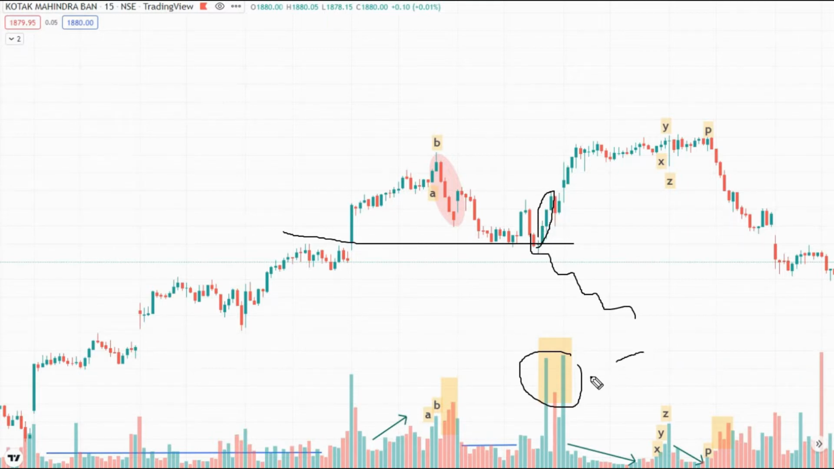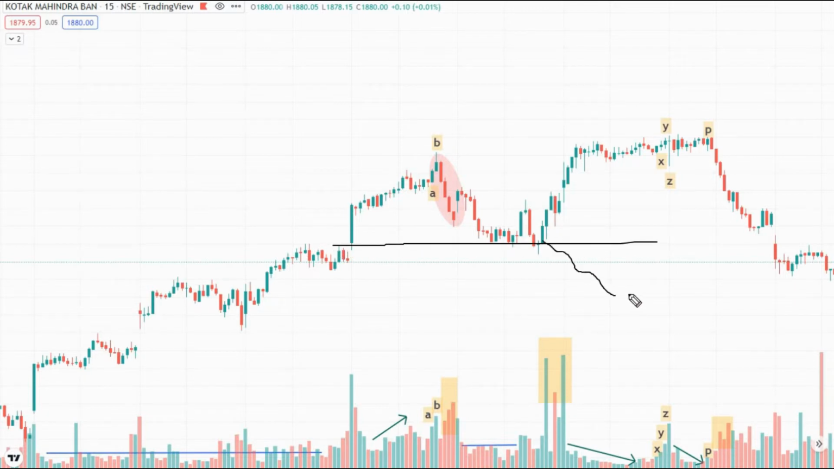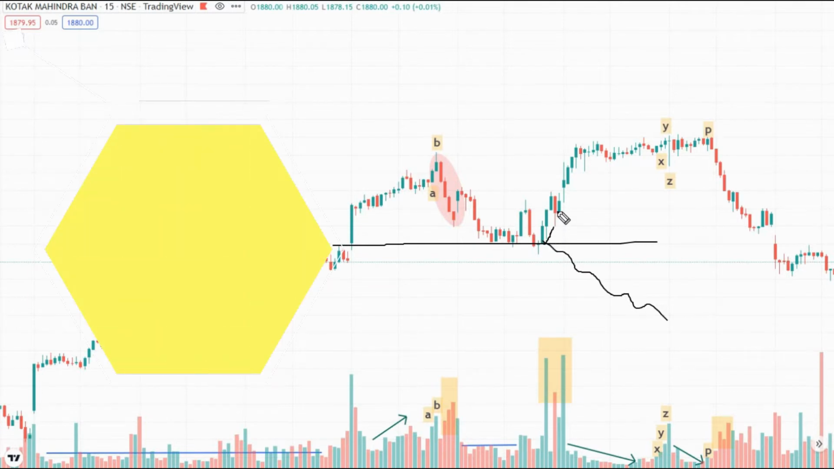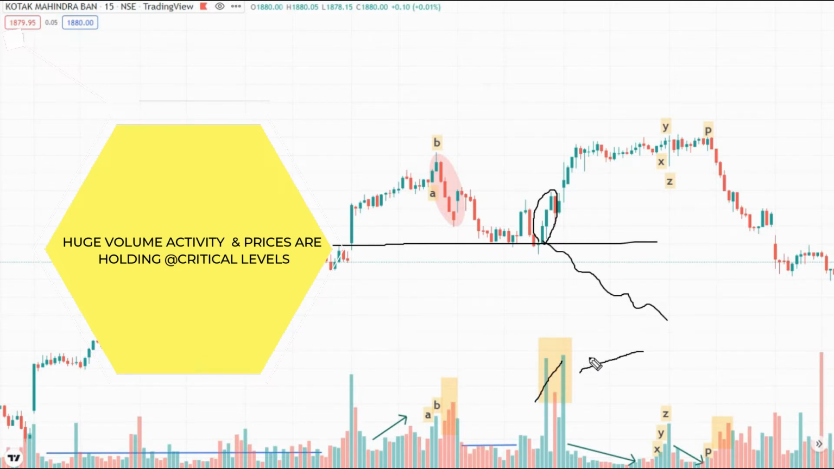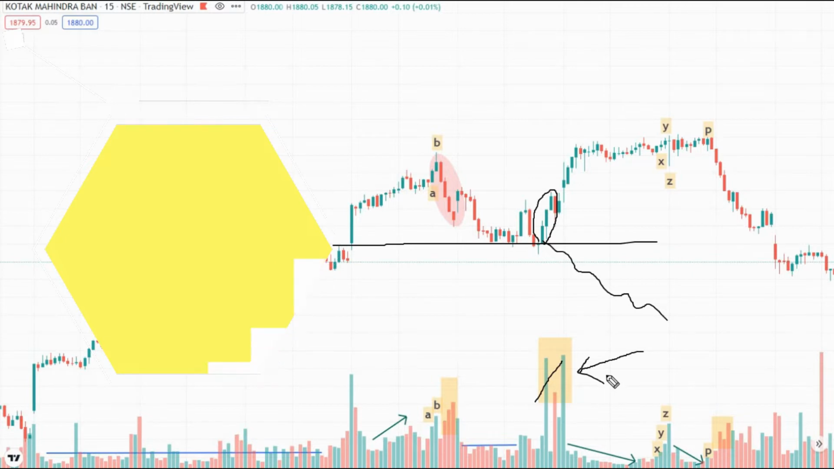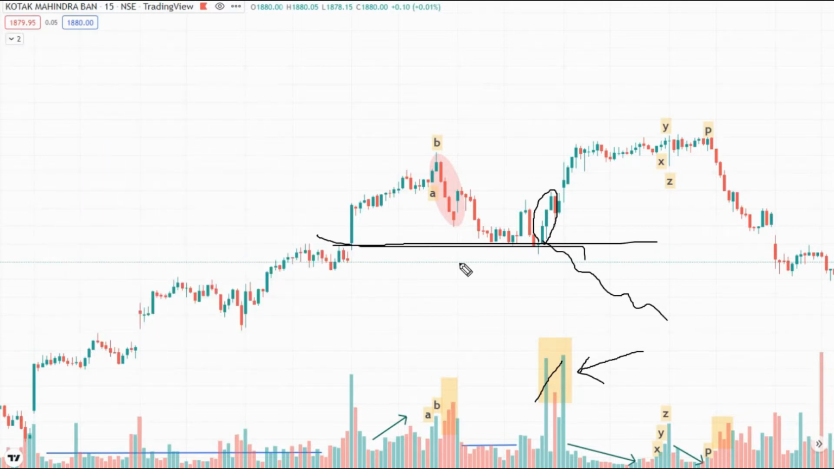So this was activity of the buying side. That's why there was an increase in the volume, but still prices couldn't break this level and continue the downward momentum, and prices moved up aggressively towards the upside with an increase in volume. So we could say that this was a potential accumulation zone for the buyers.